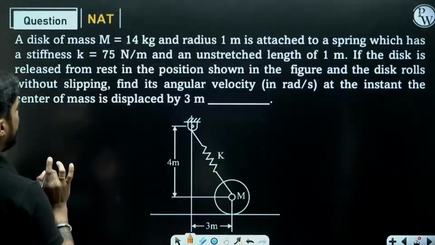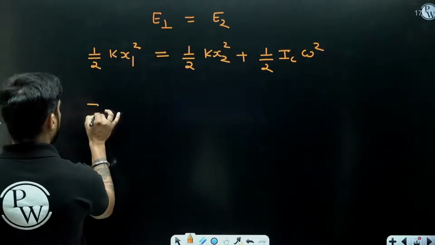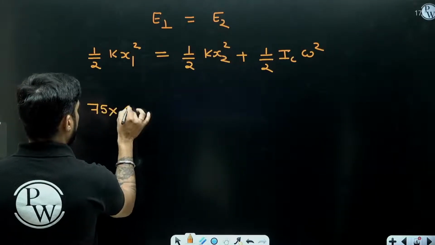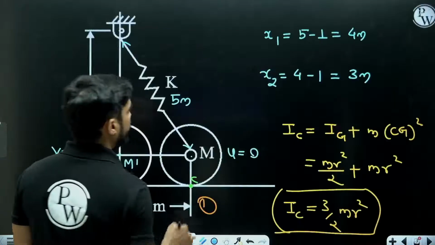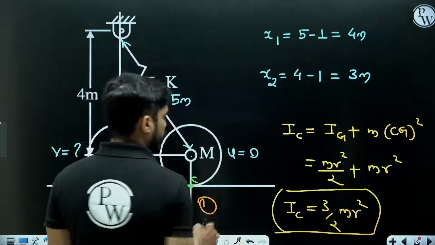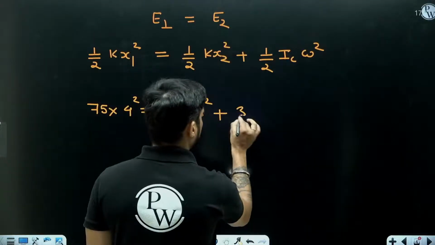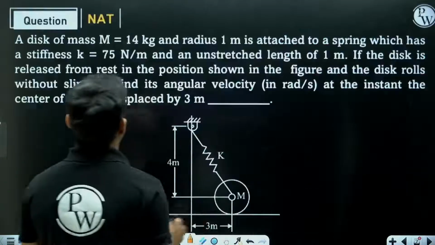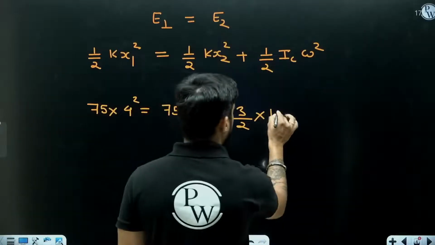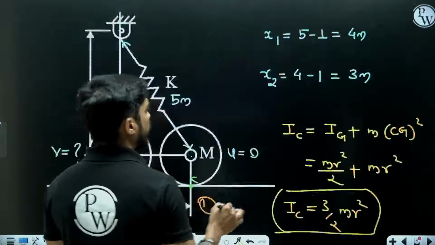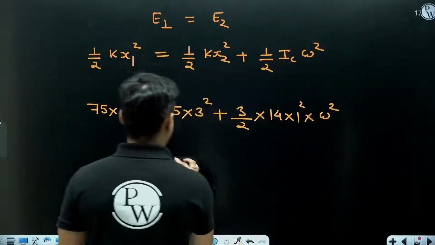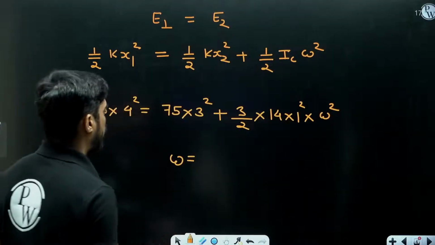K is 75 Newton per meter. It is in SI unit. X1 is 4 meter. X2 is 3 meter. What is moment of inertia? 3 by 2 mr square. What is the mass of disk? 14 kg. Radius of disk 1 meter. And omega is unknown. So from here we will get the value of omega.